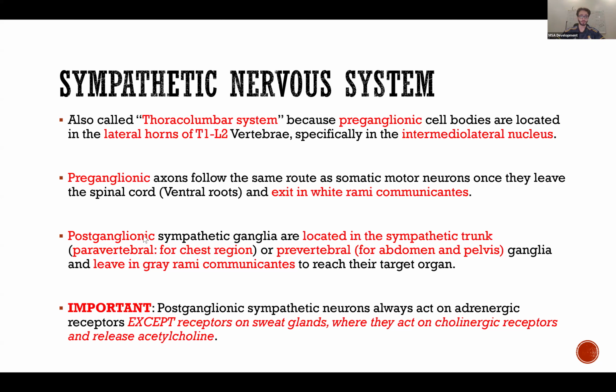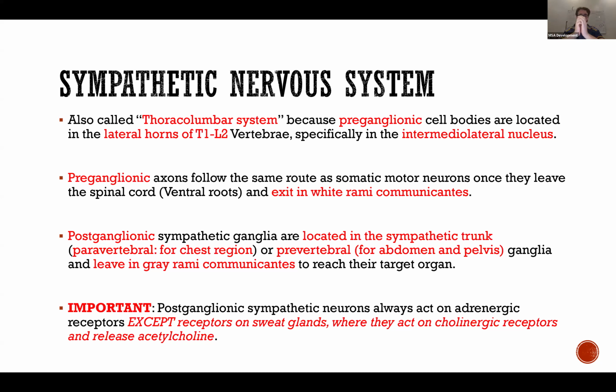Okay, as we said in the previous slide, the postganglionic sympathetic ganglia, the ganglion of the sympathetic nervous system, is located in the sympathetic trunk. Right? But this sympathetic trunk can be further divided. We have paravertebral ganglia or prevertebral ganglia. All you need to do is remember that the paravertebral ganglia is for the chest region, the upper region of the body, while the prevertebral ganglia is for the abdomen and the pelvis, the lower part of the body.